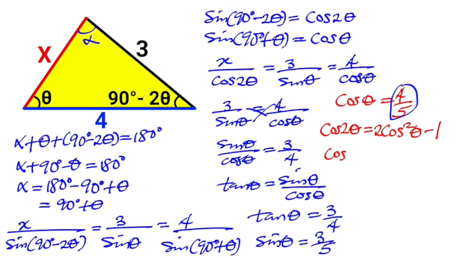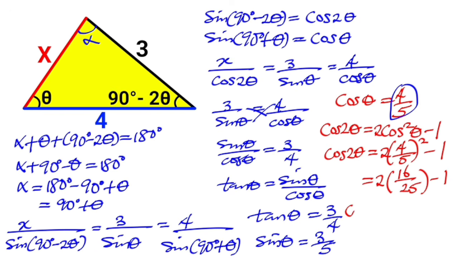Cosine of 2 theta is equal to 2 times the square of 4/5 minus 1, which is equal to 2 times 16/25 minus 1. Therefore, the cosine of 2 theta is equal to 32/25 minus 25/25, which is equal to 7/25.